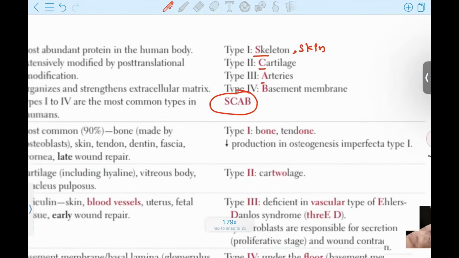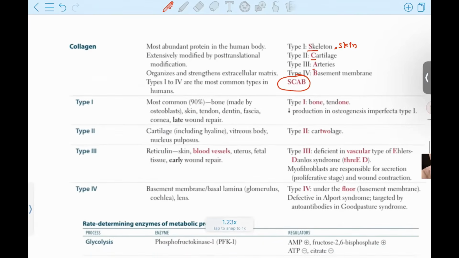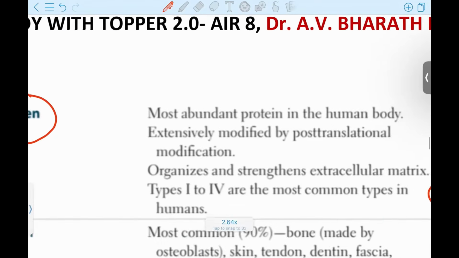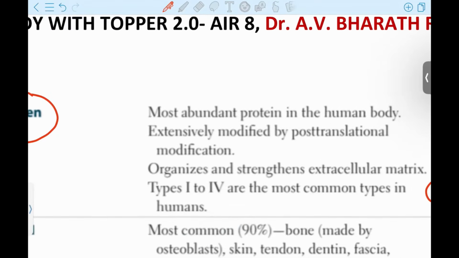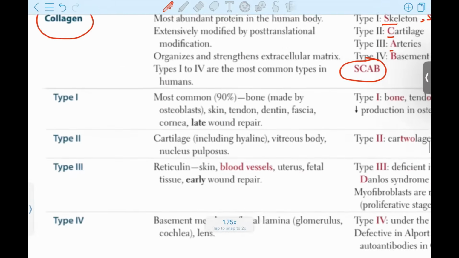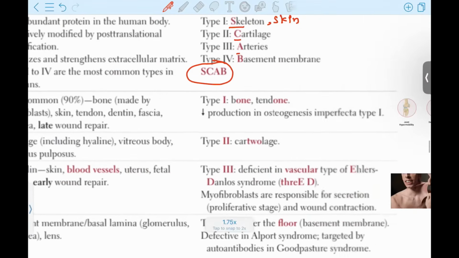And what happens if this collagen is deficient? We all know that the most abundant protein in the body is collagen only. And collagen synthesis is done by vitamin C, right? Vitamin C is the major one for the hydroxylation in collagen production. And if type 1 is deficient, this can lead to patients with osteogenesis imperfecta.